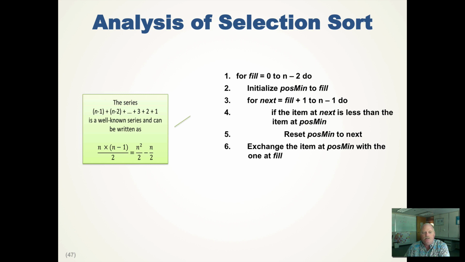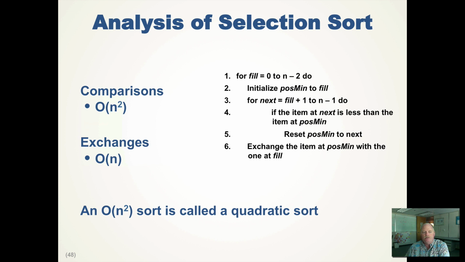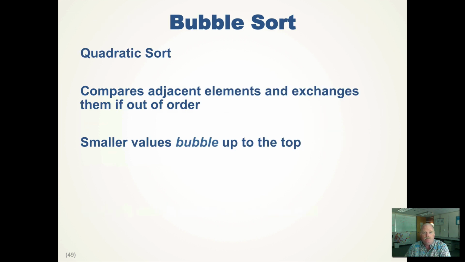And so that is n squared comparisons in the inner loop, and then you have big O of n exchanges. So this sort is a big O of n squared algorithm, and a big O of n squared algorithm is considered a quadratic sort. So it's not too bad, it's n squared, so if n gets large it gets very slow, but it's not a bad sort. The next sort we'll be talking about is the bubble sort.